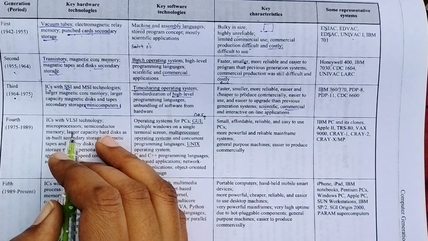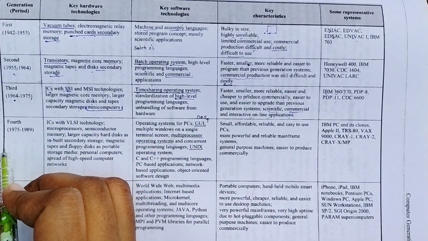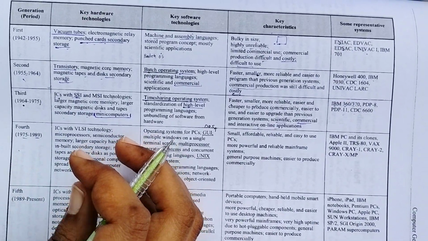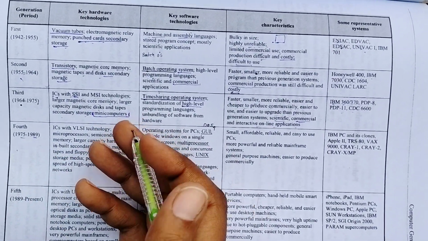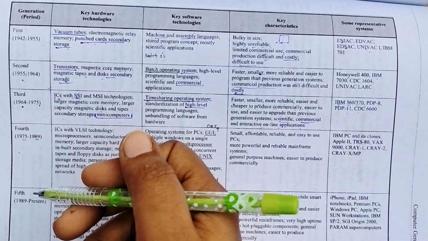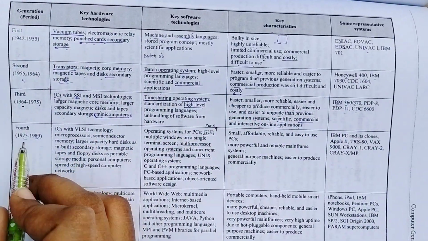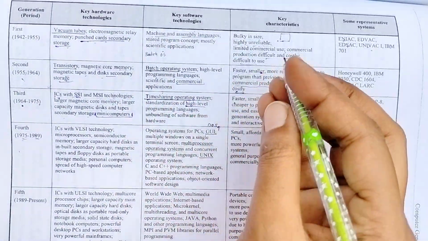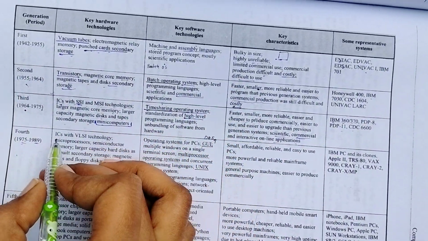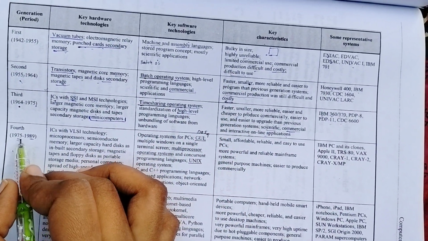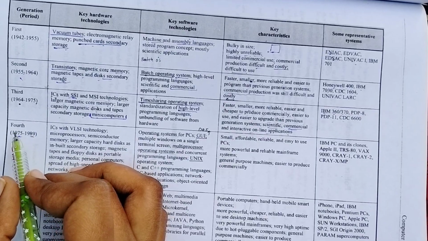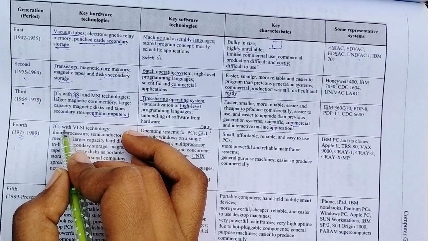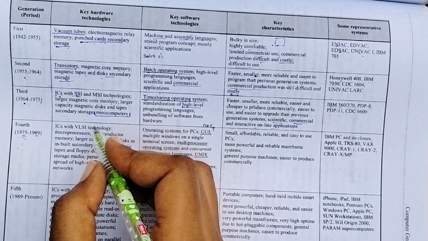Now we move to the next generation, the fourth generation. The fourth generation time period is 1975 to 1989. All the books and sites have different time durations for the generations. It is not a fixed time period, it is variable, and we are approximately taking the time period of all the generations. The fourth generation is 1975 to 1989. Here we are using integrated circuits, but on a very large scale.